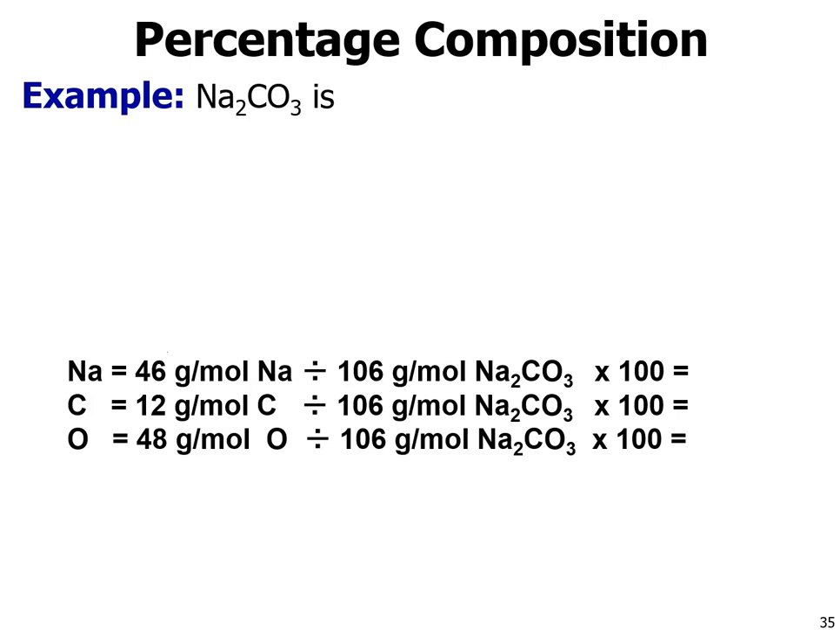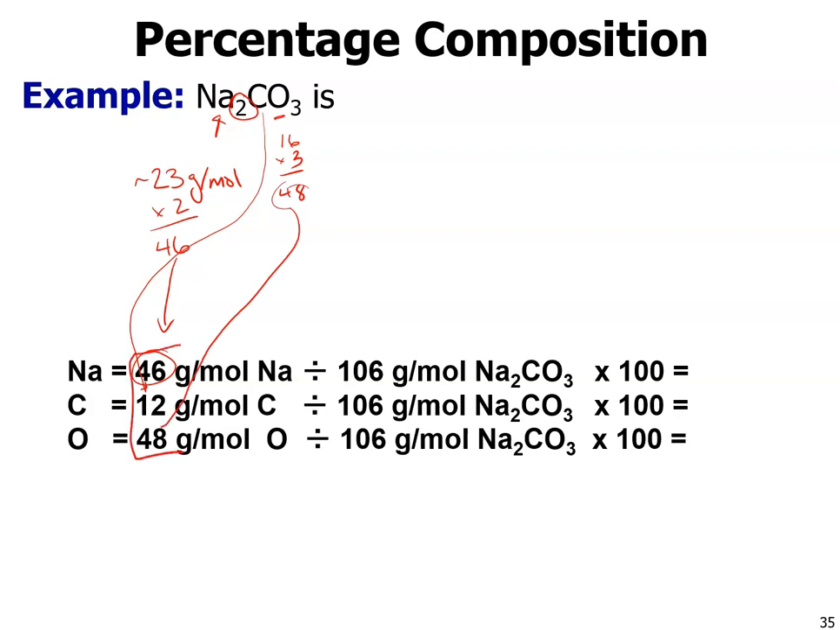So how did we get this 46 number? The atomic mass for sodium is approximately 23 grams per mole. And in this compound, there are 2 of these, so we took this times 2 to get 46. We have 1 carbon, and carbon's atomic mass is approximately 12. And then oxygen's atomic mass is approximately 16 times 3 is 48. So these are these numbers. And then we add those all up, 48 plus 46 plus 12, that's how we get the 106.